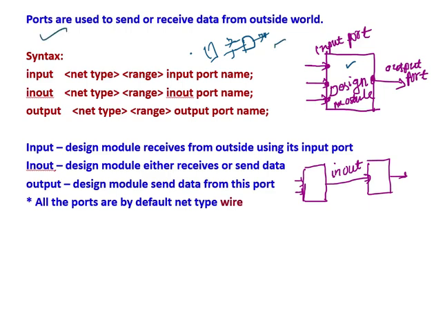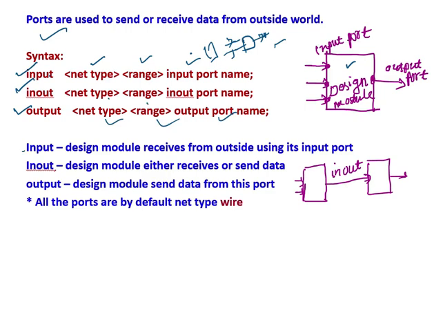So I have three types of port: one is input port, one is inout port, and one is output port. These are the syntaxes. Input: net type, then range, then input port name. For inout also, first net type, then range, then port name. Output is net type, same range, and output port name.